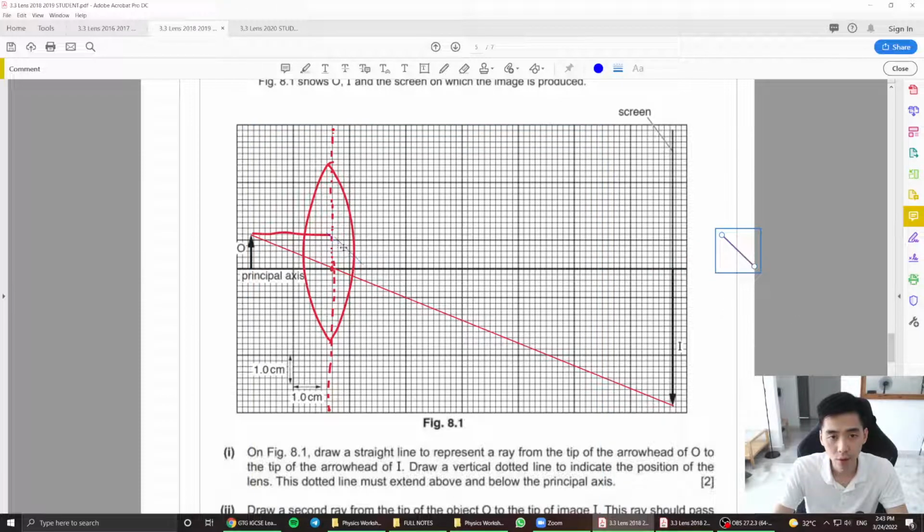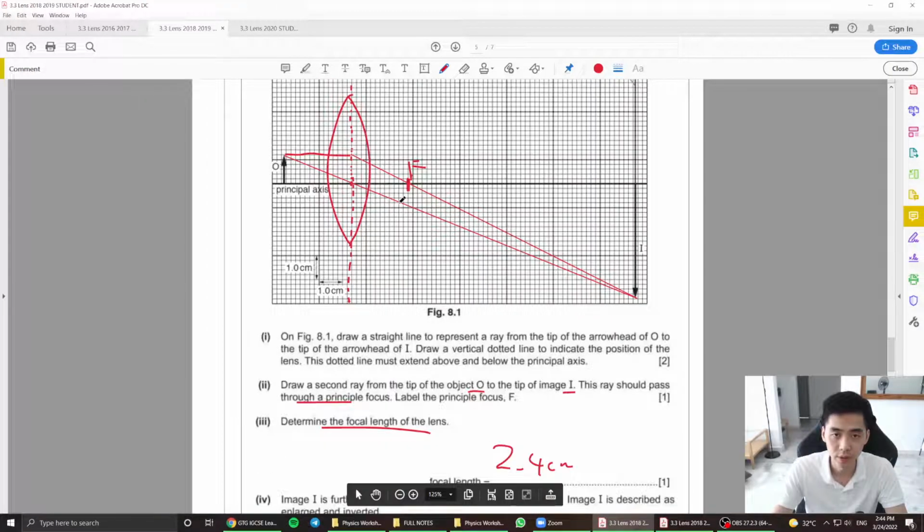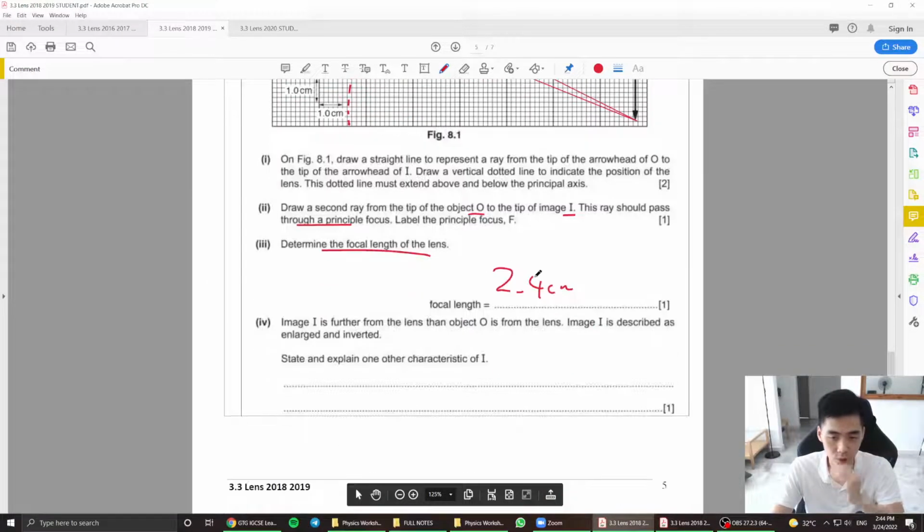Connect it all the way until it reaches the image here, right? Wherever the light rays hit, that is essentially where your principal focus is, right? Then after that, they ask you to determine the focal length of the lens. If you measure that correctly, you're supposed to get somewhere around 2.4 cm. Use a real ruler to measure in exam.